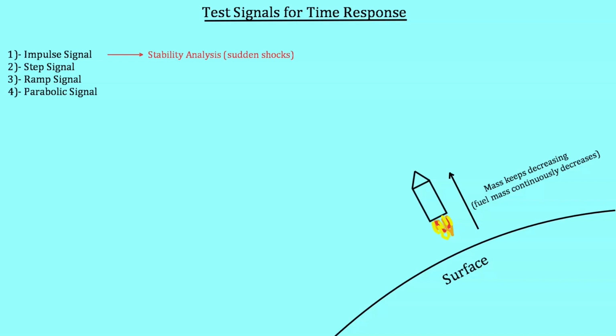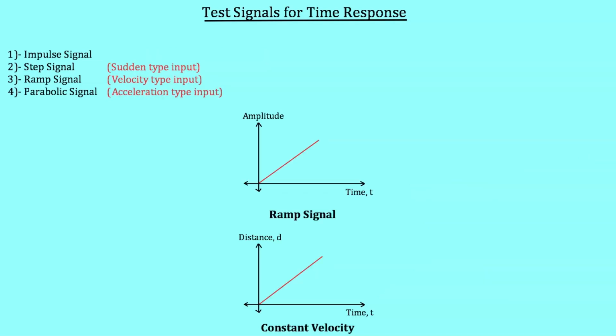But we will be focusing more on other three signals, as our focus will be on time domain analysis and related parameters. These three signals are the simplest types of signals which can be used as inputs for a common control system. These signals are also referred to as sudden type input, velocity type input, and acceleration type input.